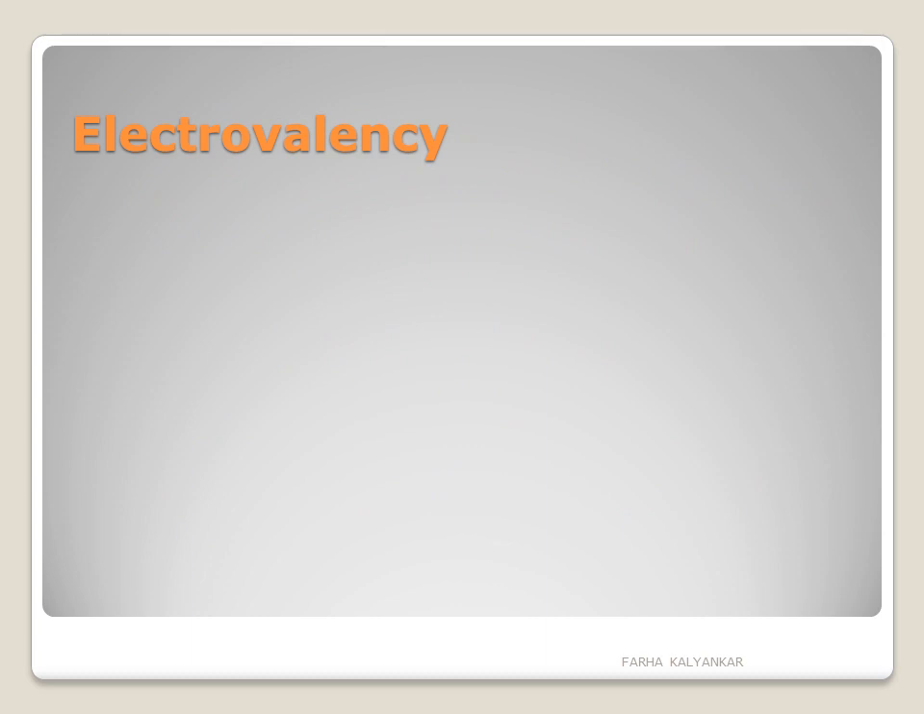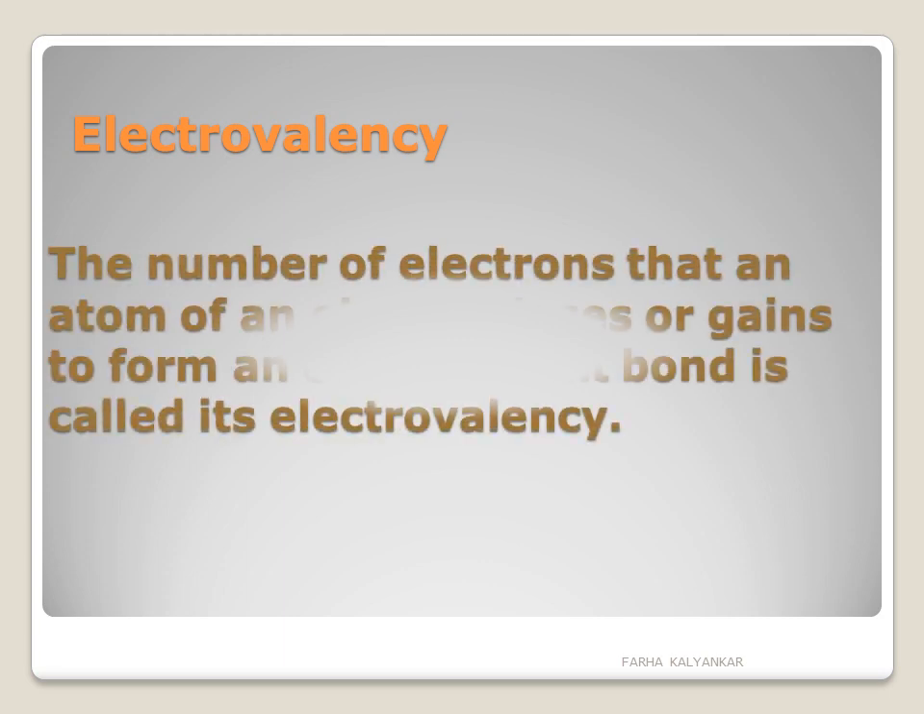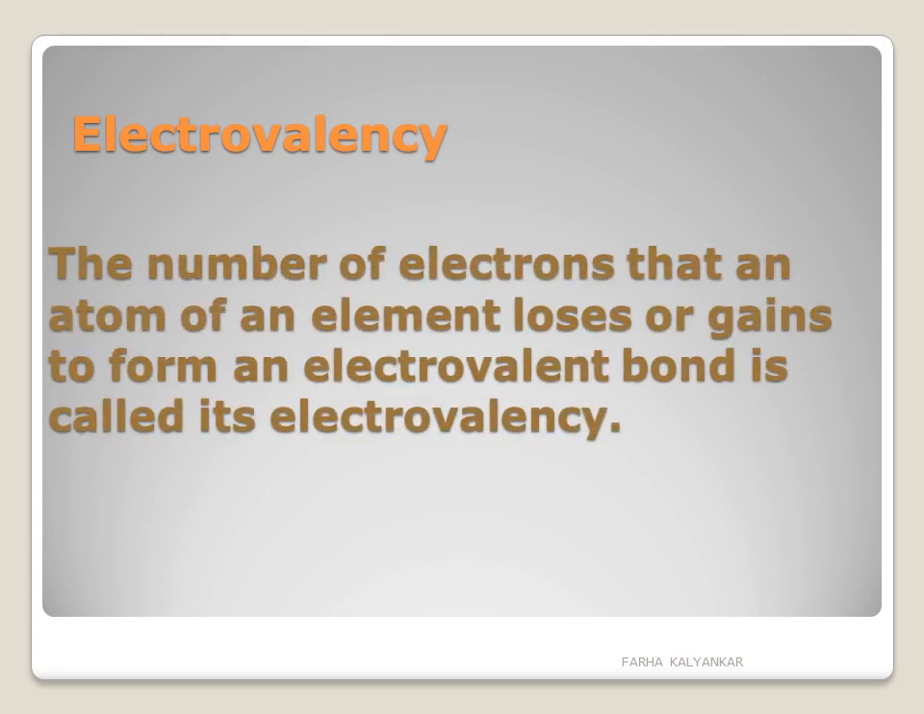Let's move on to the concept of electrovalency. Electrovalency is the number of electrons that an atom of an element loses or gains to form an electrovalent bond.